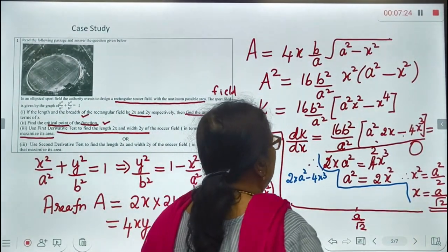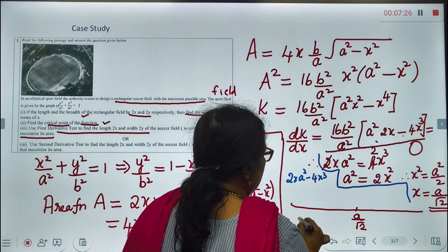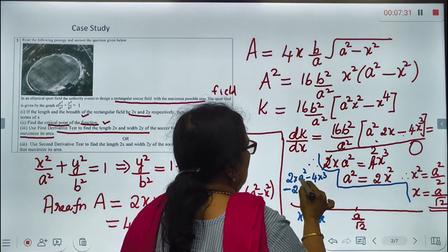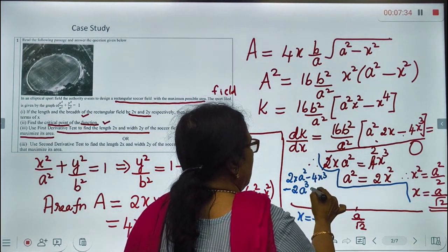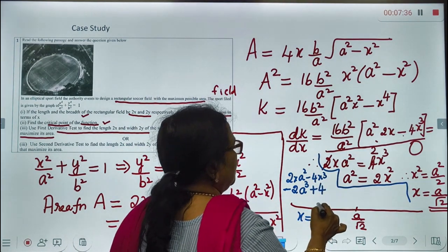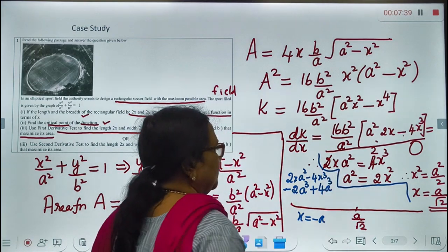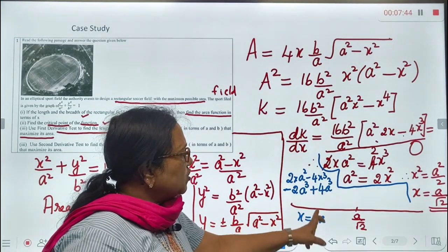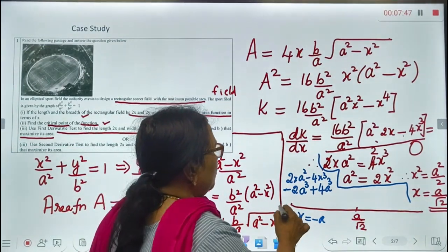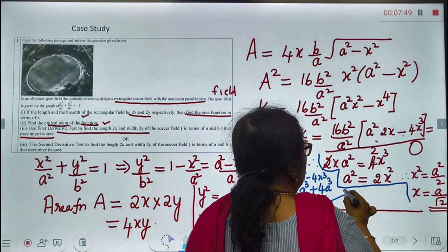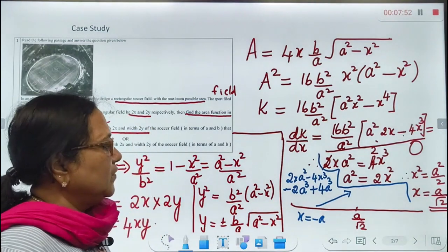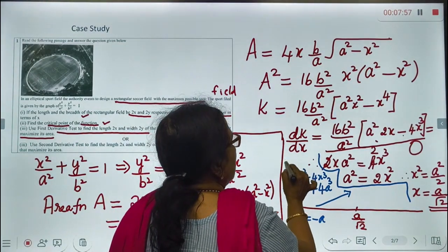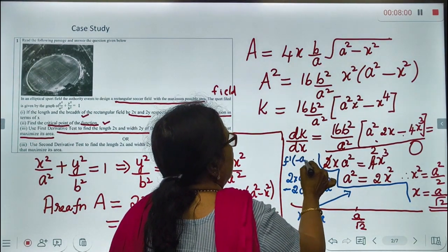Okay. So, can I take minus a? Let me take x equal to minus a. Then what will happen? This will become minus 2a cube plus 4a cube. Why? Minus 4 into minus a cube, which will be again minus a, minus into minus will make it positive. Now 4a cube minus 2a cube will be 2a cube, which is positive. So this is f dash of minus a.